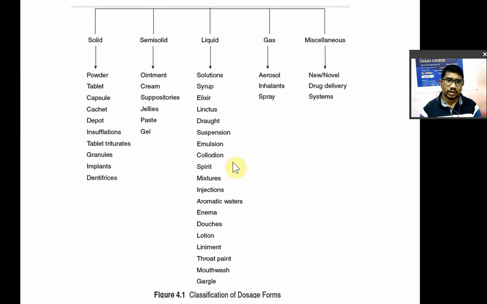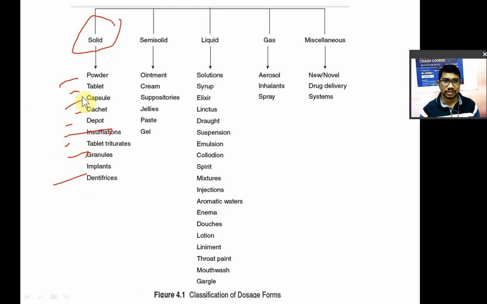Different dosage forms. So what is the classification of dosage forms? First is the solid dosage form. Am I audible to you? Audible? Okay. Solid dosage form. In that you are going to have powder, then tablet, capsule, cachet, depot preparation, insufflations, tablet triturates, granules, implant, and dentifrices.